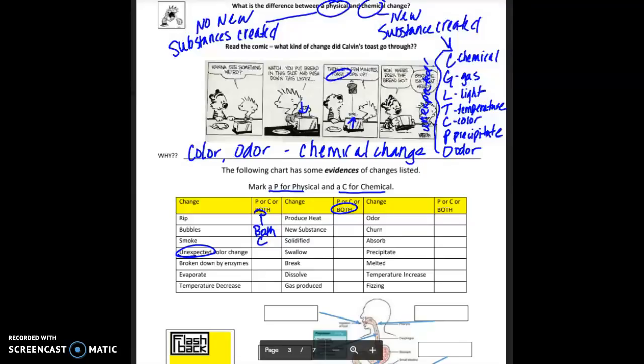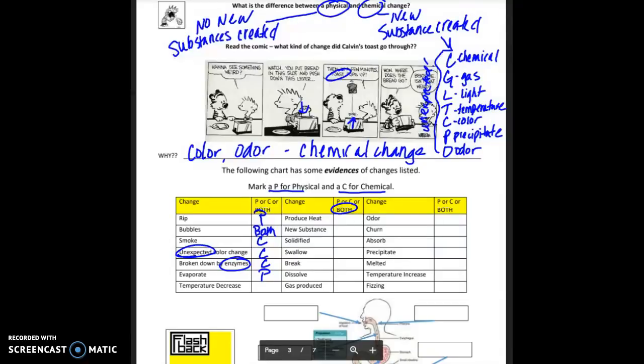Unexpected color change. Here we have that keyword unexpected, which is leading us to chemical. Broken down by enzymes. Enzymes are chemicals inside your body that break down the food that comes into your body, and that is always going to be a chemical change. Evaporate. When something evaporates, it just goes from a liquid to a gas. It's still the same substance, so it's going to be physical.